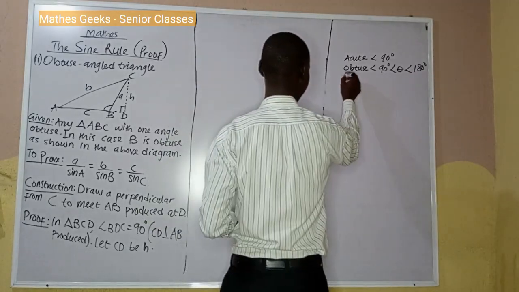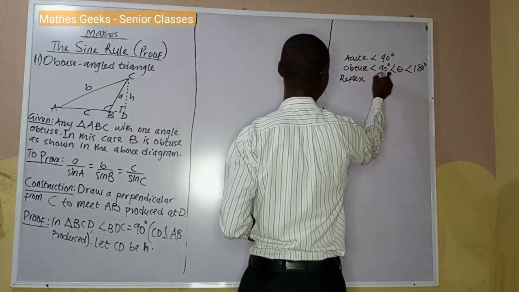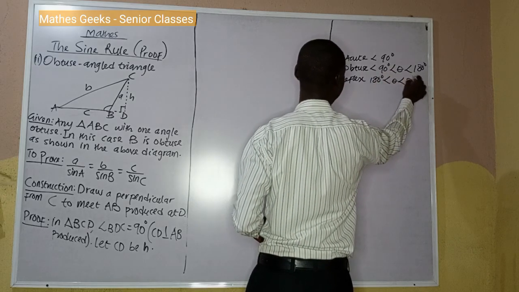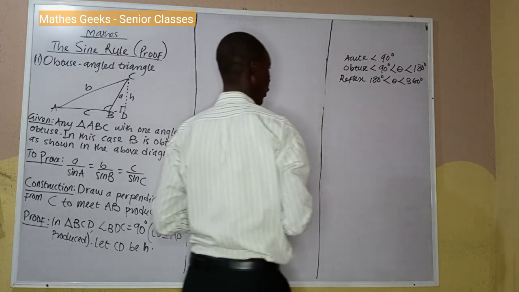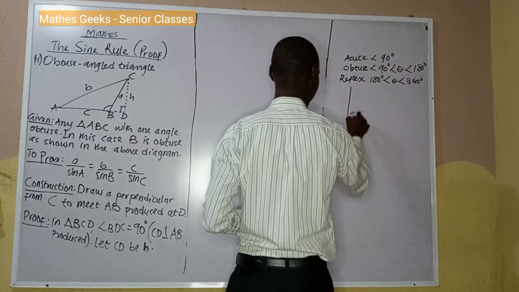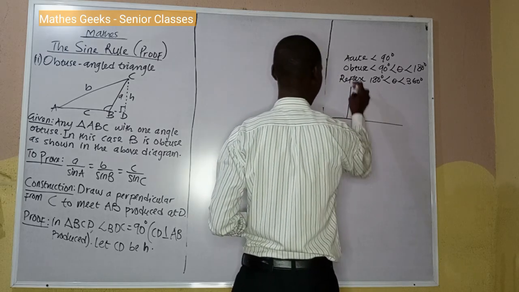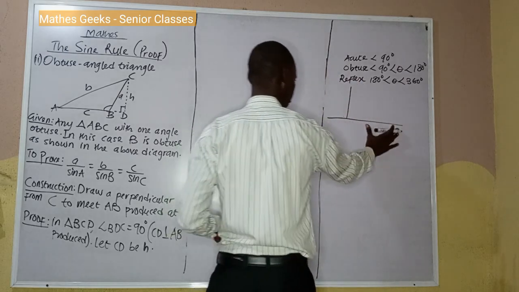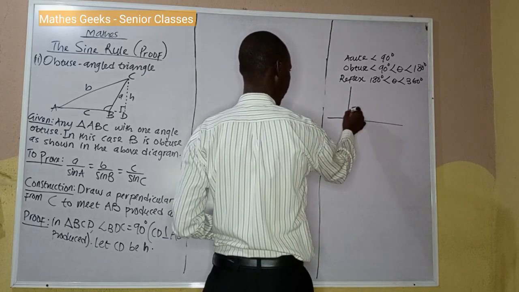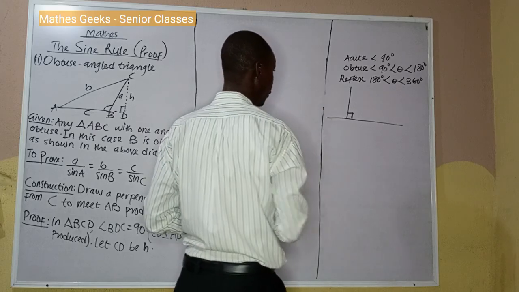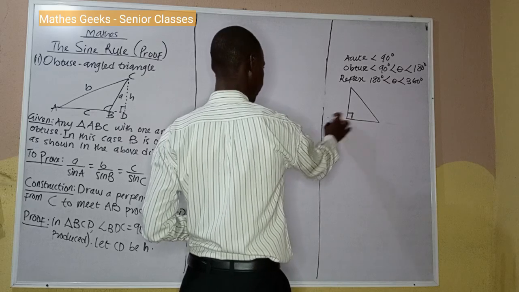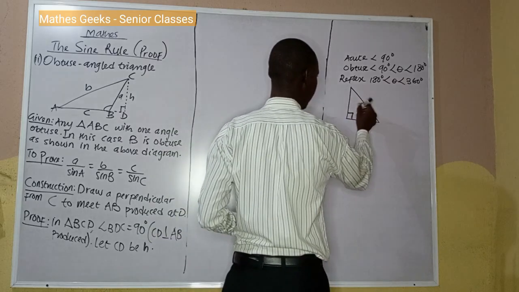And then the other set is reflex. Reflex angles are greater than 180 degrees but less than 360 degrees. For acute angles, first of all, this is a perpendicular line. When a vertical line meets a horizontal line such that the angle formed between them is 90 degrees, we call it a right angle. If you make a triangle from this, we call it a right angle triangle.